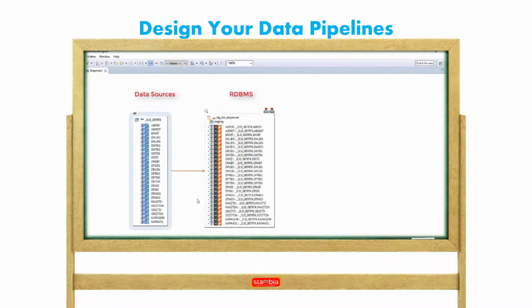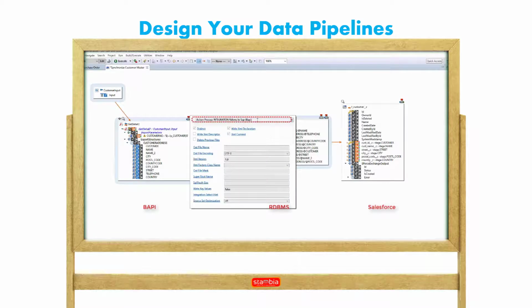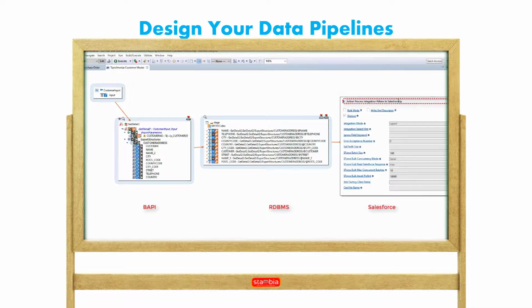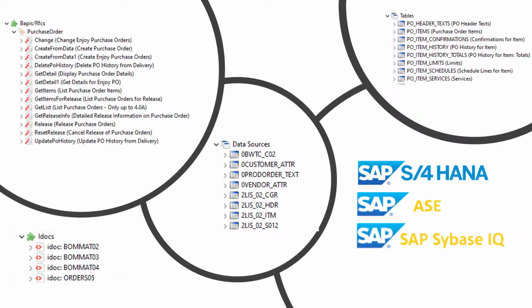Stambia templates for SAP handle all the complexities in the background. These templates are designed to call a BAPI, use IDocs, generate an ABAP program, etc. with dedicated components for SAP HANA, SAP ASE, Sybase IQ, etc. to support the entire SAP environment.